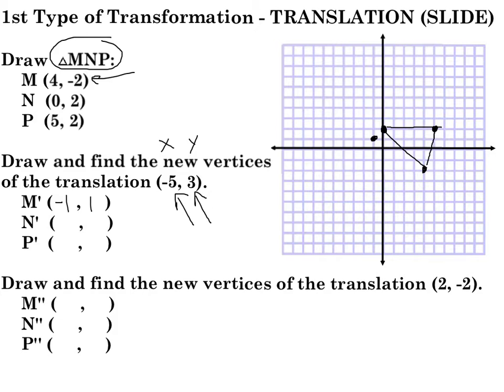Now let's figure out where the new N is going to be. The old point N was at 0, 2. We need to subtract 5 from the x coordinate and add 3 to the y coordinate. So 0 minus 5 is -5. And 2 plus 3 is +5. So our new point N is at -5, +5. Go ahead and graph it.